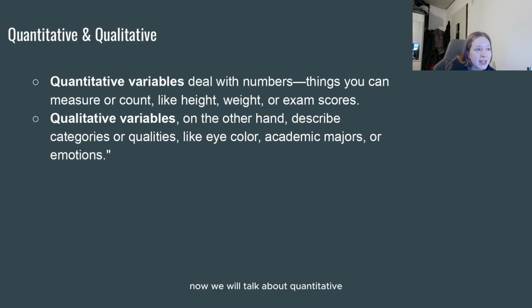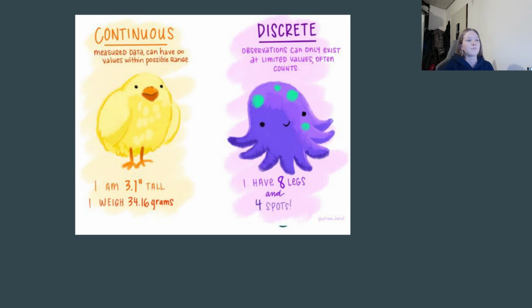Now we will talk about quantitative and qualitative variables. Quantitative variables deal with numbers, things you can measure or count, like height, weight, or exam scores. Qualitative variables, on the other hand, describe categories or qualities, like eye color, academic major, or emotions. Variables can also be continuous and discrete. A continuous variable is measured along a continuum at any place beyond the decimal point, thus can be measured in fractional units, and a discrete variable is measured in whole units or categories that are not distributed along a continuum.